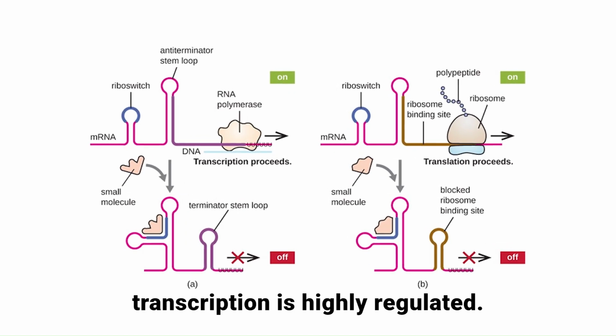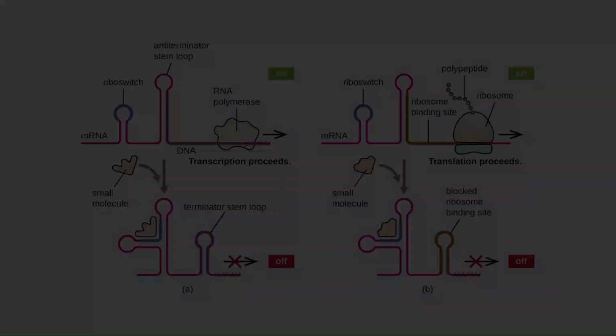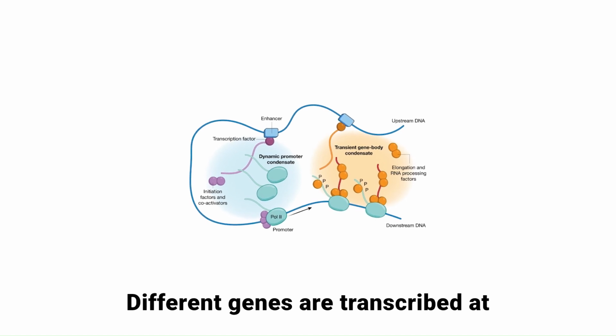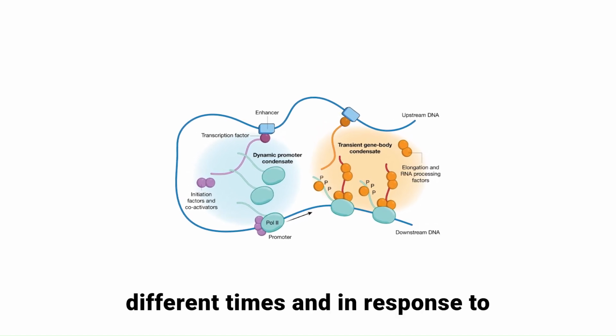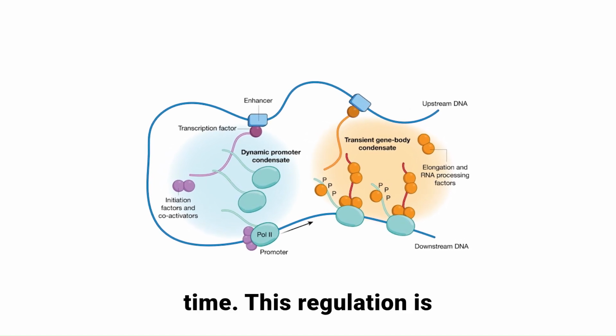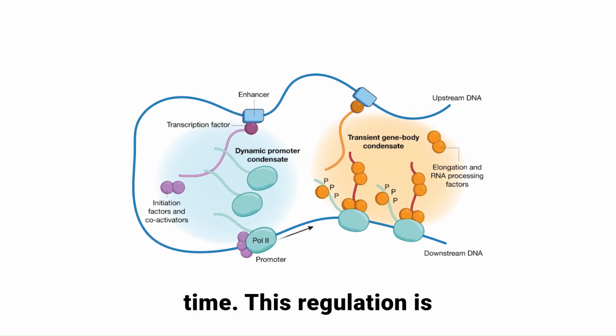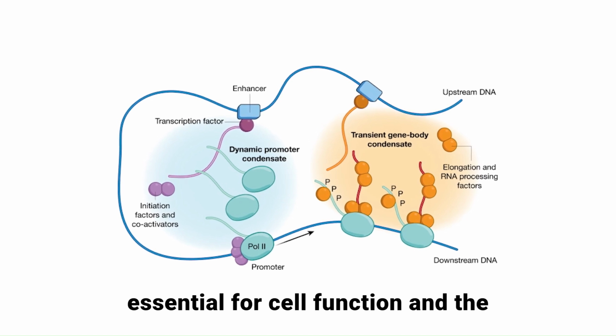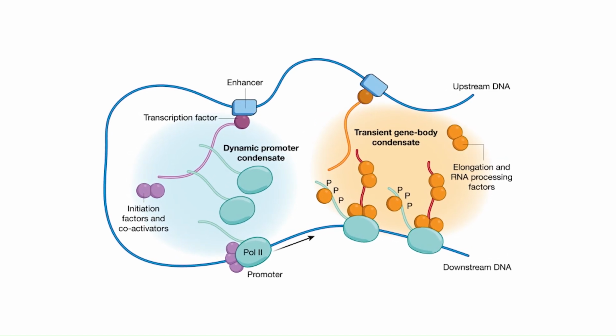The process of transcription is highly regulated. Different genes are transcribed at different times and in response to various signals, ensuring that cells produce the right proteins at the right time. This regulation is essential for cell function and the overall development of an organism.